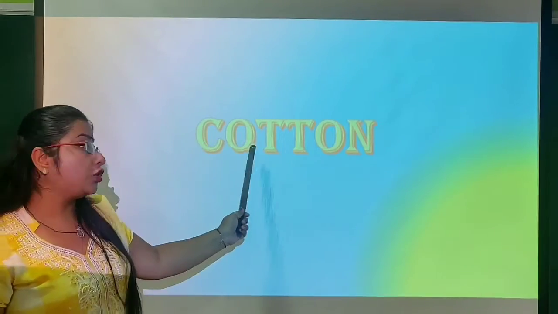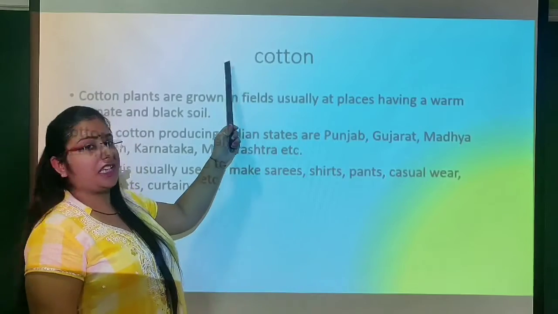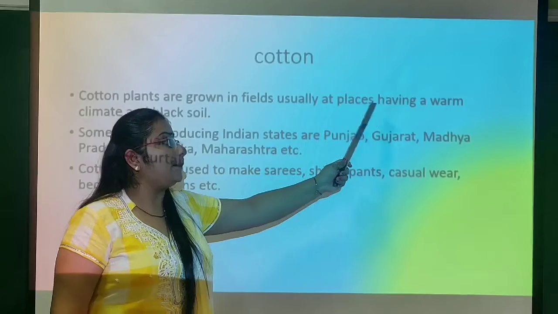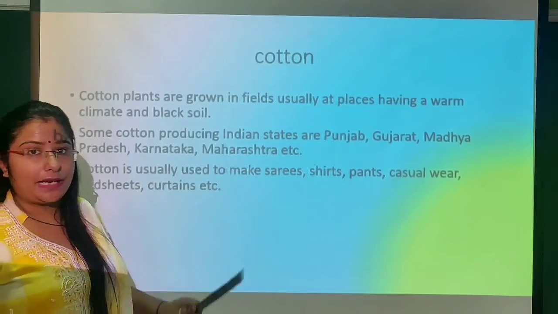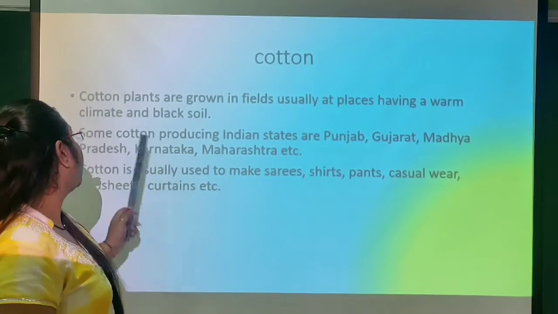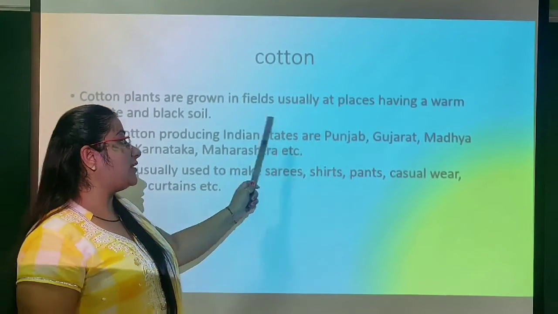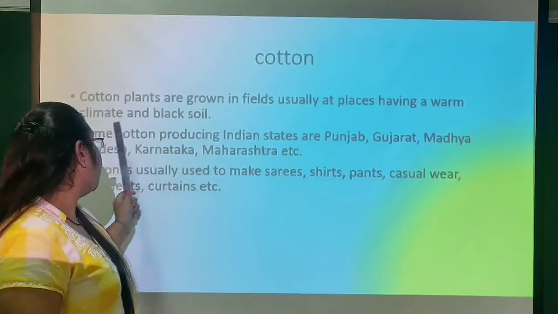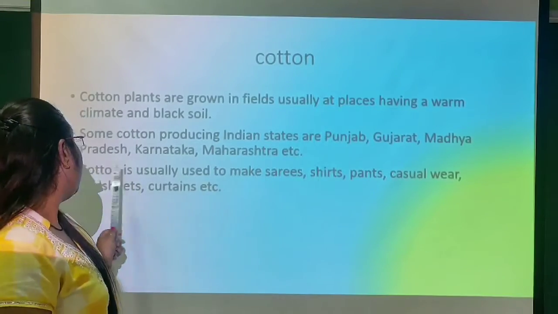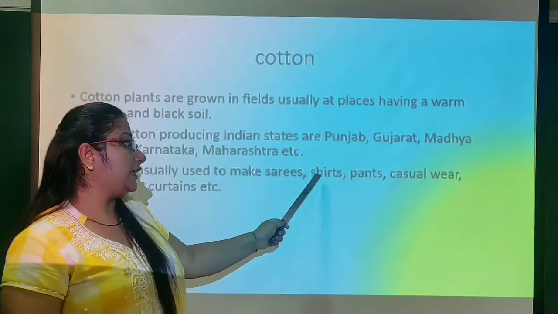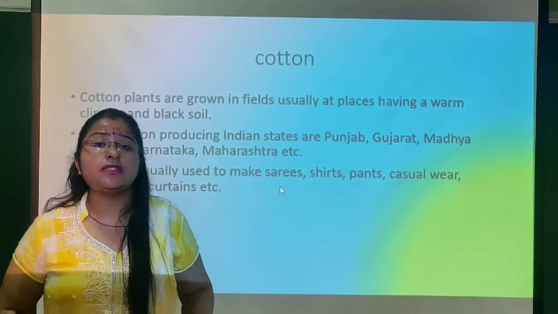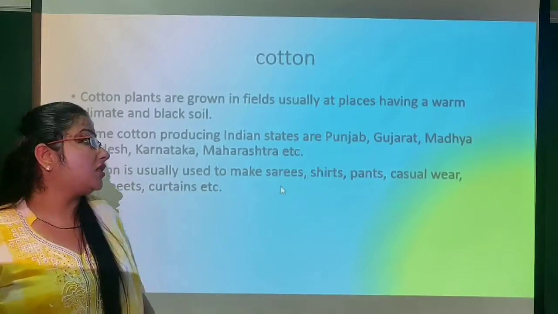Now the next is cotton. Now we will see cotton. Cotton plants are grown in the field, usually at a place having a warm climate and black soil. Some cotton producing states in India are Punjab, Gujarat, Madhya Pradesh, Karnataka, Maharashtra, etc. In these places the cotton grows. Cotton is usually used to make sarees, shirts, pants, casual wear, curtains, bed sheets, etc. To make these types of clothes, the cotton fiber is used.